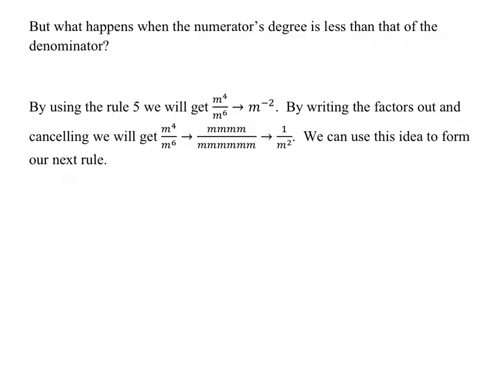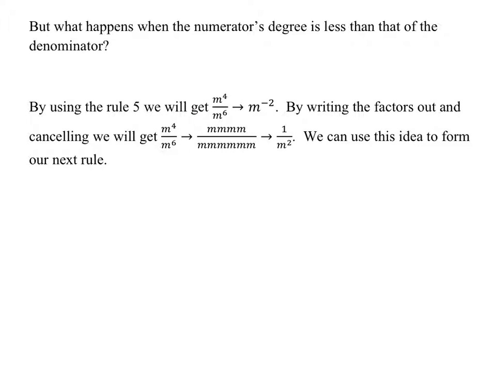All right, so how about I pose this question to you? What happens when the degree of the numerator is less than the degree of the denominator? Look at the example: m to the 4th over m to the 6th. Using Rule 5, this is what we get, isn't it? It's a quotient. A quotient tells me to subtract the exponents. So if I subtract 4 minus 6, I get negative 2. So that's the answer.